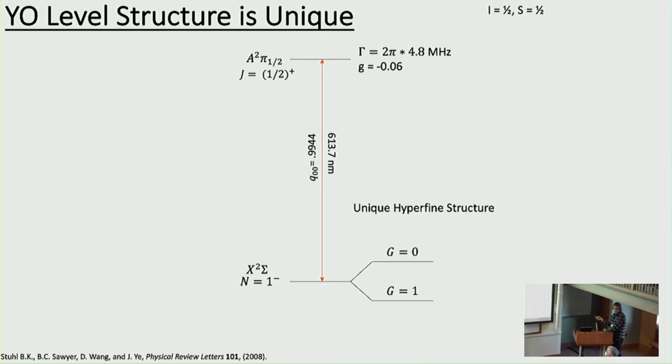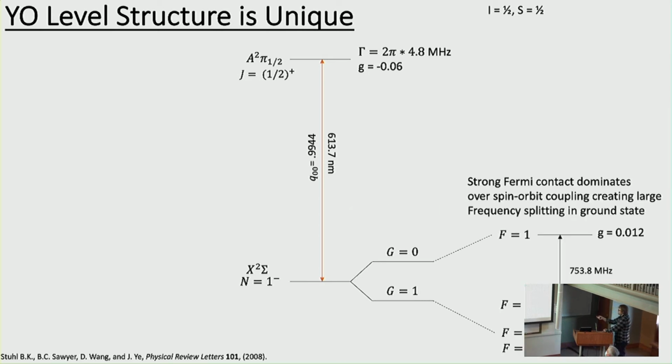YO has some interesting problems, though. YO has a unique level structure compared to the other laser-cooled molecules. The nuclear and electron angular momentum actually couple to each other before they couple to the internuclear axis, and we get these two interesting quantum numbers called G. You'll see this all the time in molecules that have large Fermi contact interactions. What this does is create very interesting singlet and triplet states separated by a very large frequency gap. And so these are pretty well isolated from each other.